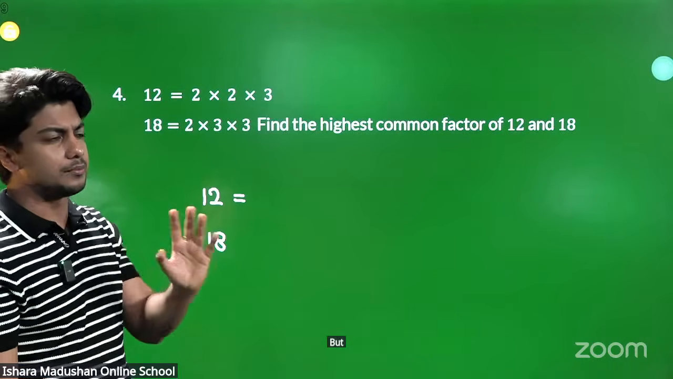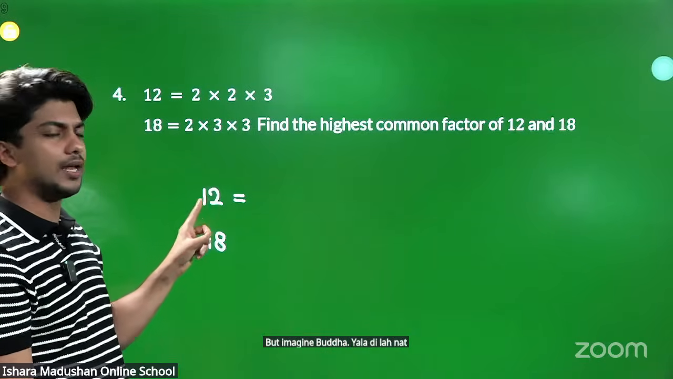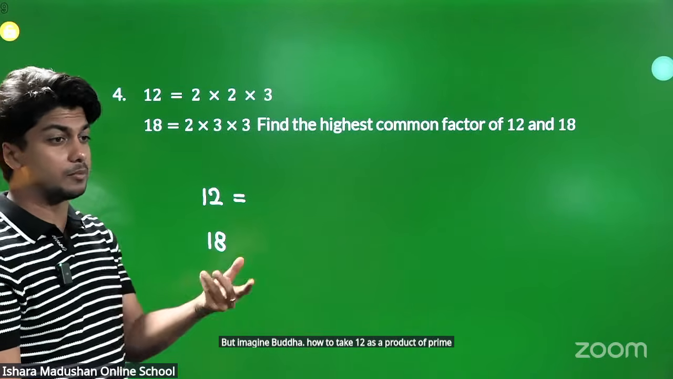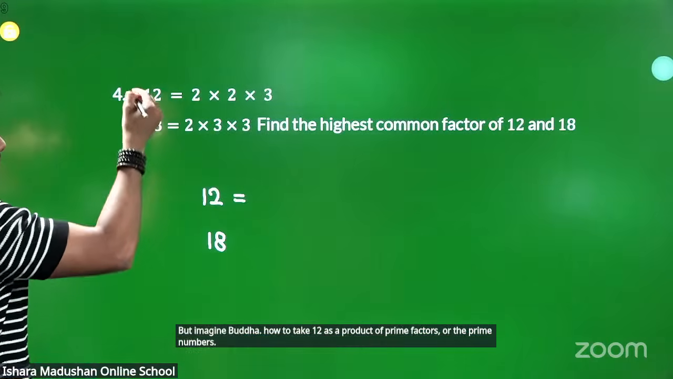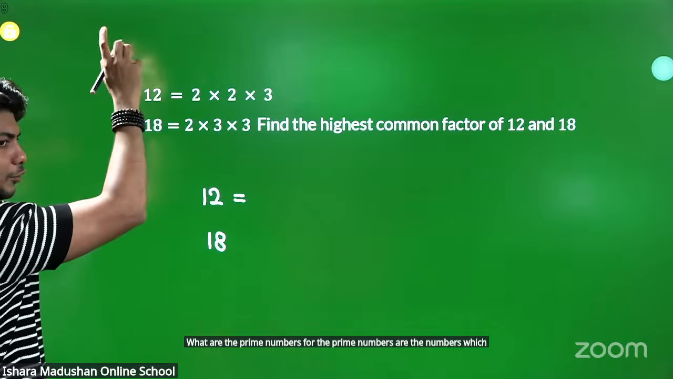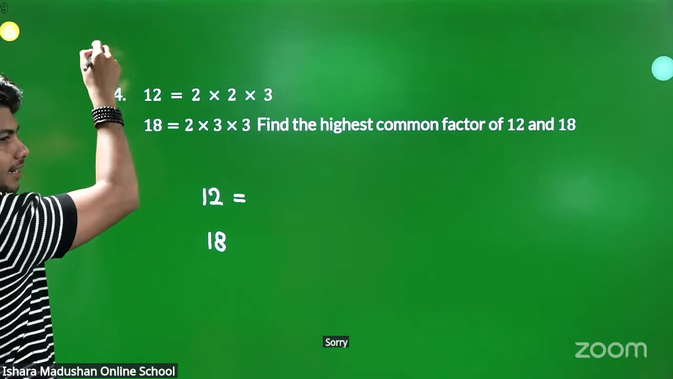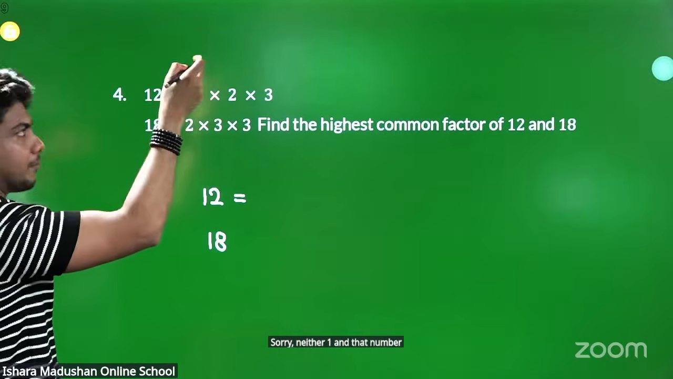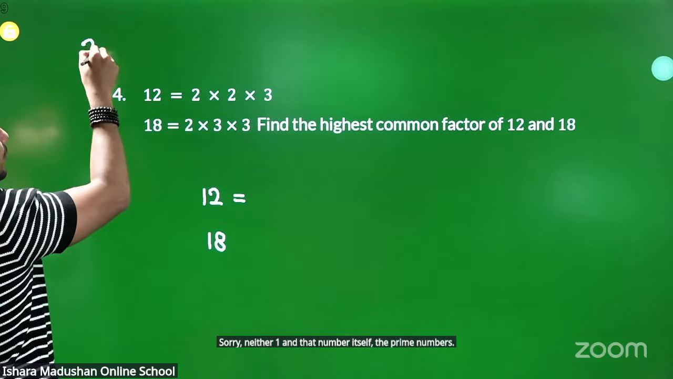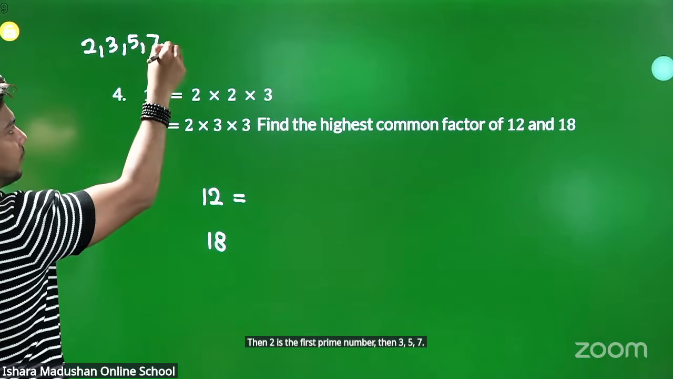But imagine how to take 12 as a product of prime factors. What are the prime numbers? Prime numbers are the numbers which have only two factors, one and that number itself. 2 is the first prime number, then 3, 5, 7, and it goes on like that.